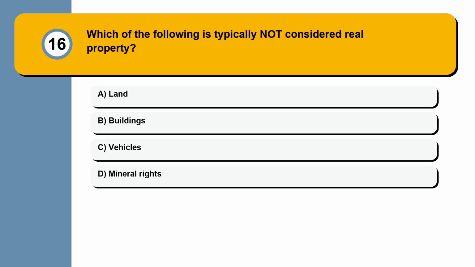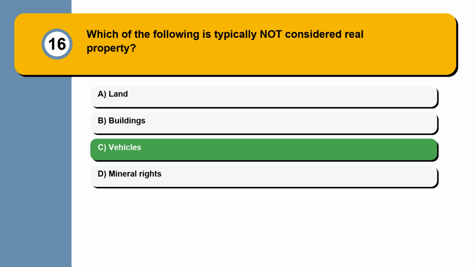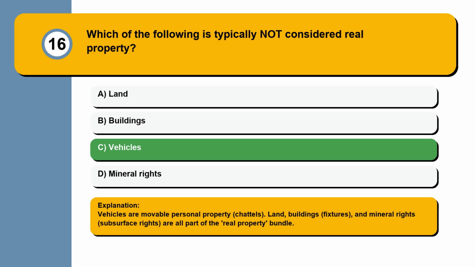Question 16. Which of the following is typically not considered real property? Land, buildings, vehicles, mineral rights. Vehicles are movable personal property, chattels. Land, buildings, fixtures, and mineral rights, subsurface rights, are all part of the real property bundle.